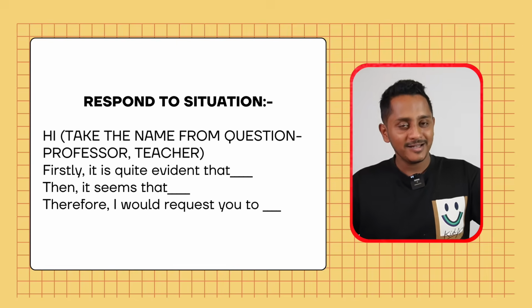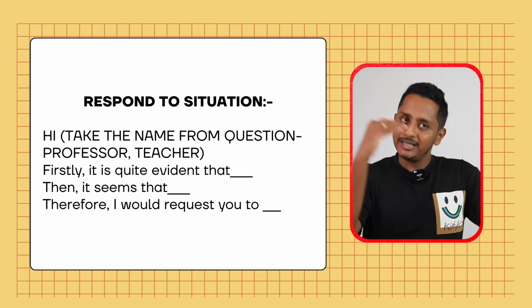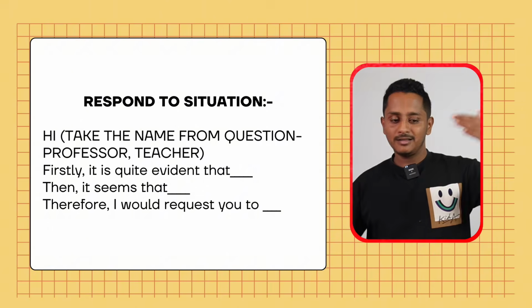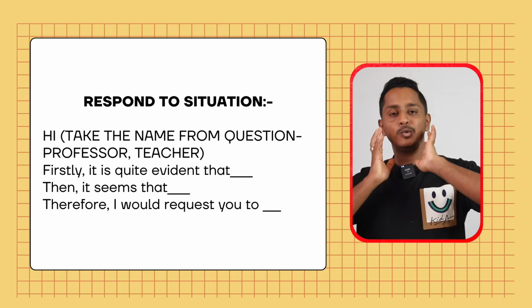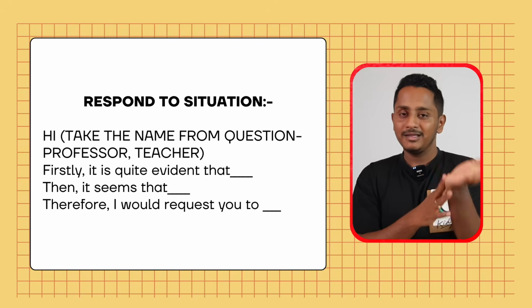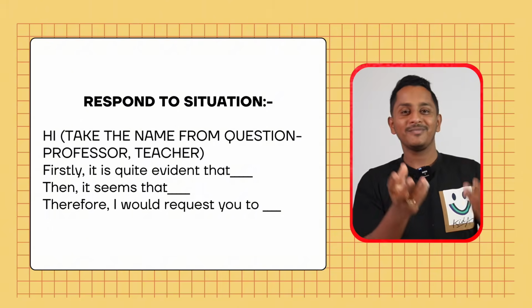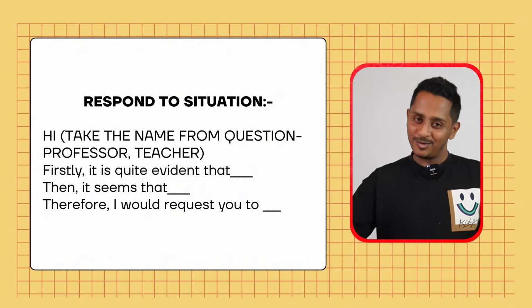it is quite evident that, speak a sentence. Then it seems that, speak a sentence. Therefore, I would request you to, speak a sentence. Firstly, it is evident that, where you introduce the topic. Then it seems that, introduce the problem. Therefore, I would request you, talk about the solution.